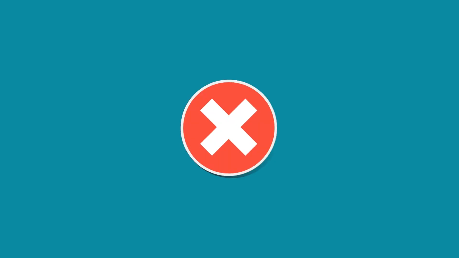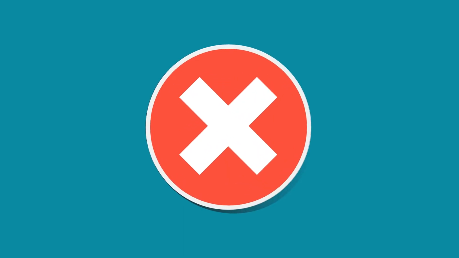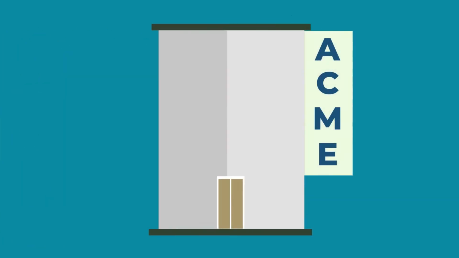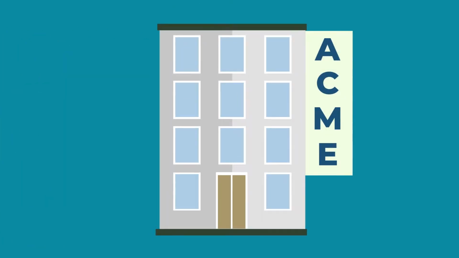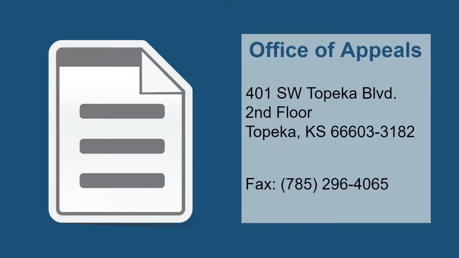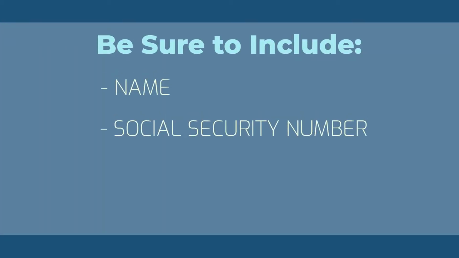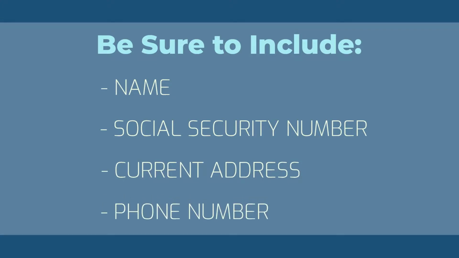If a determination was made to deny you benefits, you have the right to file an appeal. If a determination involving a former employer approves benefits, that employer has the right to appeal. To request an appeal, you must write a letter asking for an appeal of the decision. You may mail it or fax it to the Office of Appeals. Be sure to include your name, Social Security number, current address, and phone number.